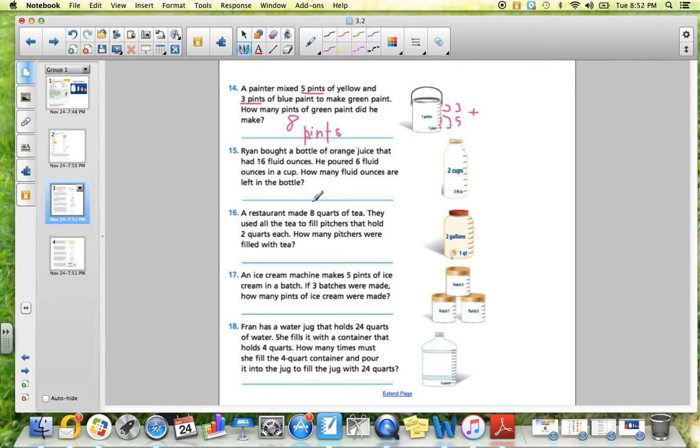Ryan bought a bottle of orange juice that had 16 fluid ounces. He poured 6 fluid ounces in a cup. How many fluid ounces are left in the bottle?